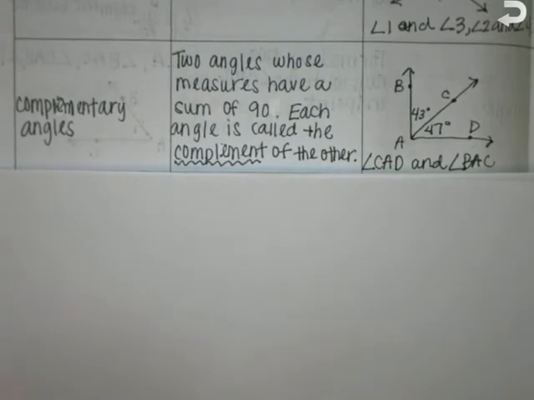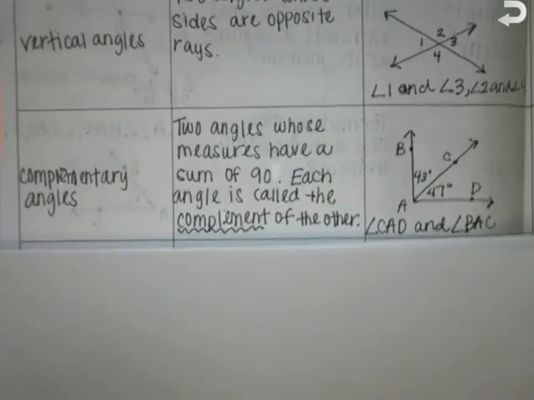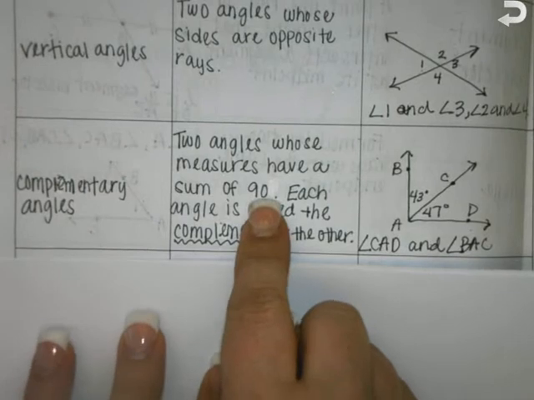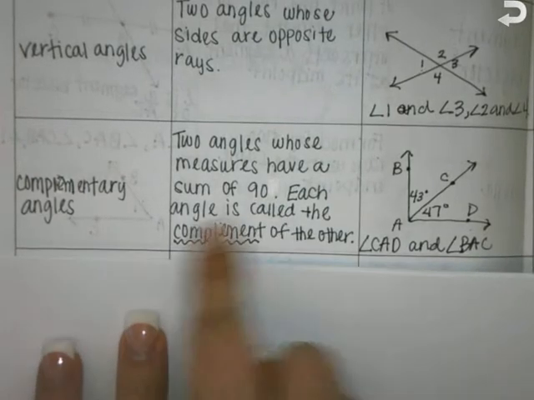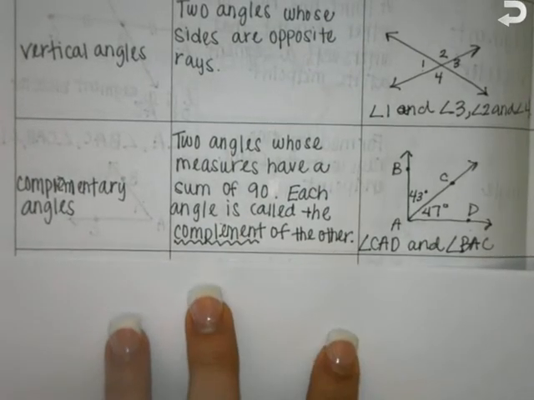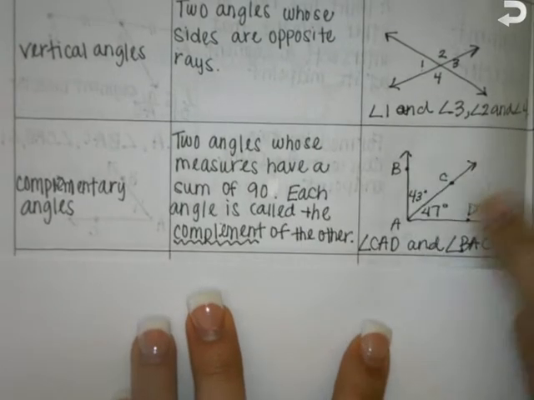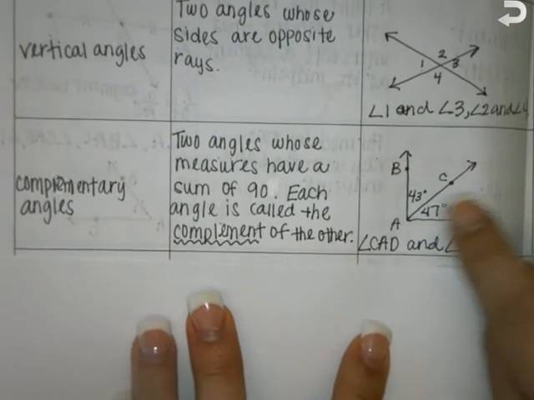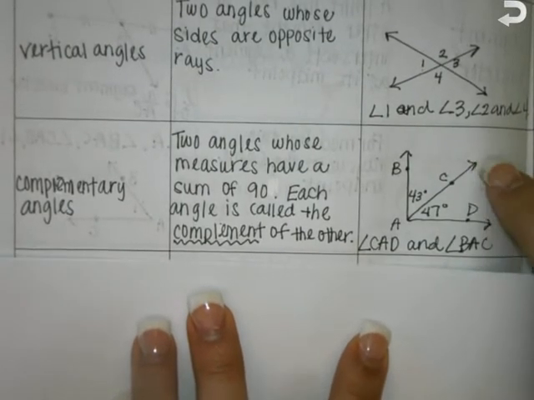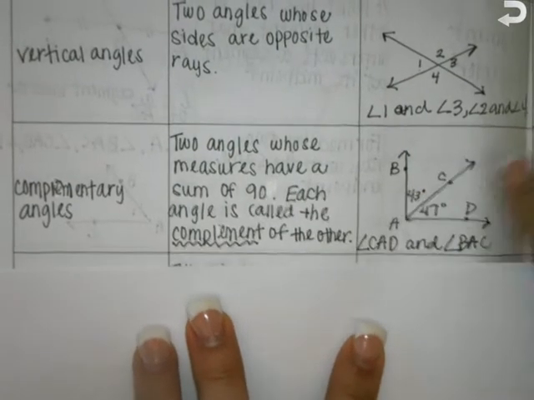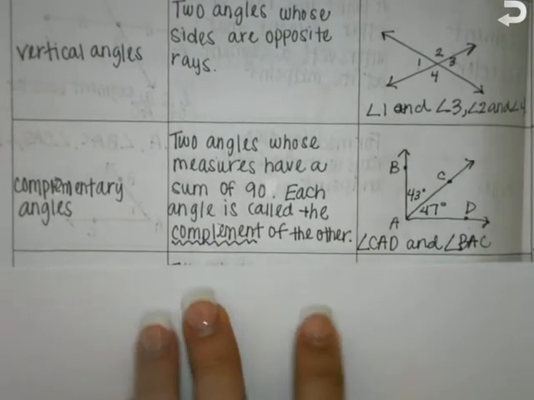Complementary angles are two angles whose measures have a sum of 90. Each angle is called the complement of each other. So in this one, I actually give you the measures. So CAD is 47 degrees, and BAC is 43 degrees, and that adds up to 90. So we can say that they are complementary to each other.